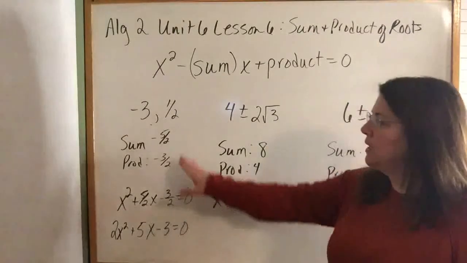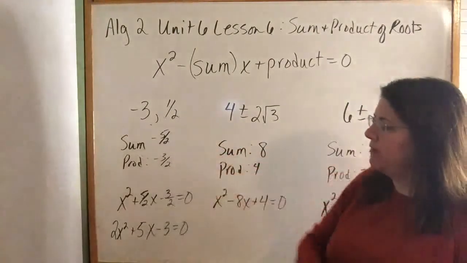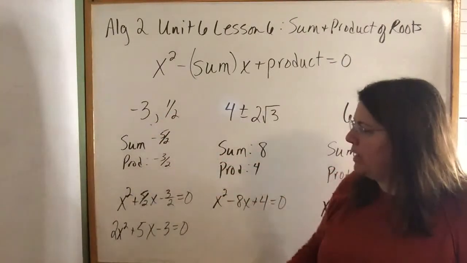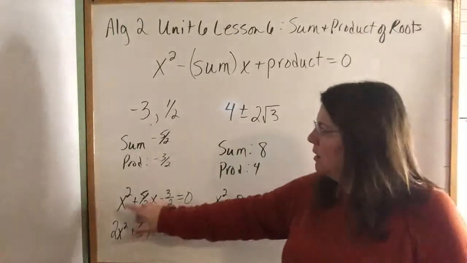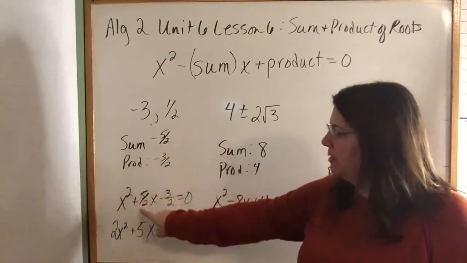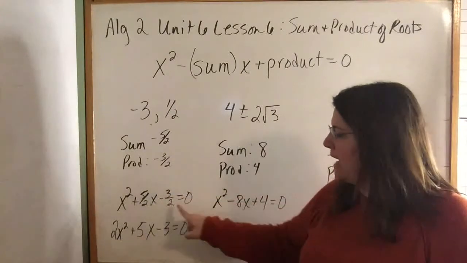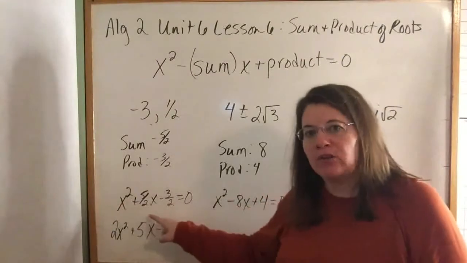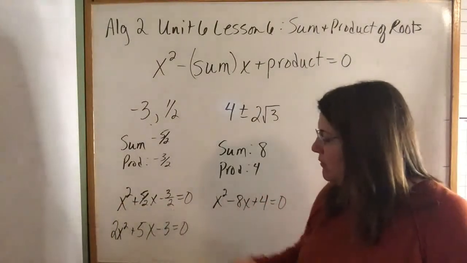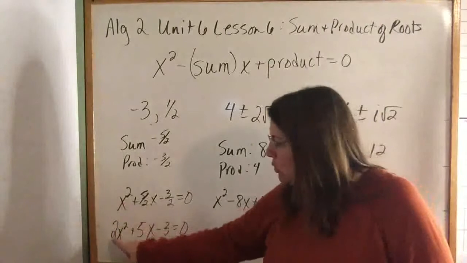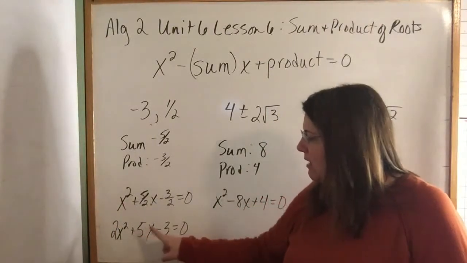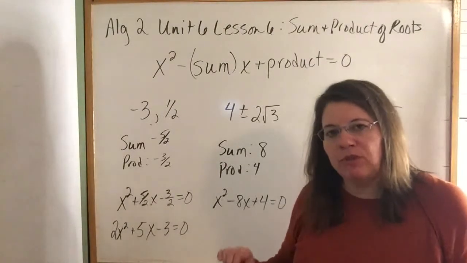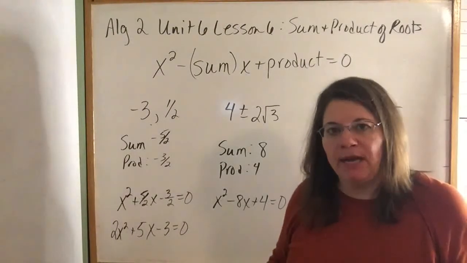Okay, looking at the first one, negative 3 plus 1/2 is negative 5/2. The product of negative 3 and 1/2 is negative 3/2. So we have x squared minus the sum, which would be a plus 5/2 x, minus 3/2 equals 0. And remember, in order for this to be in standard form, you can't have any fractions. So I have to multiply by the denominator of 2 and get 2x squared plus 5x minus 3 as my final answer. Make sure you're always setting those equal to either 0, y, or f of x as well.